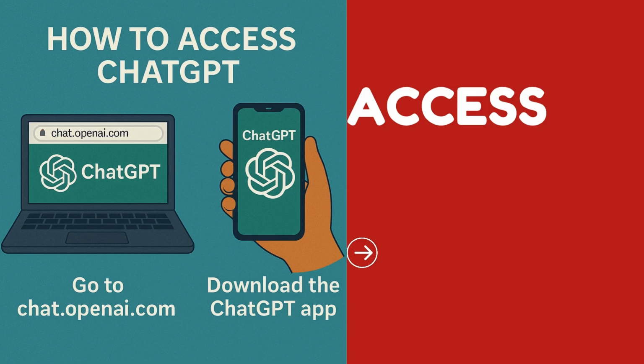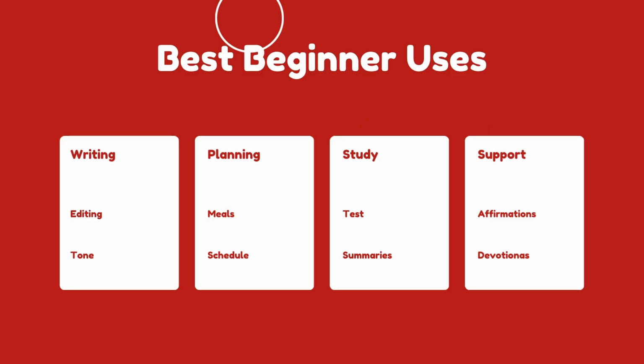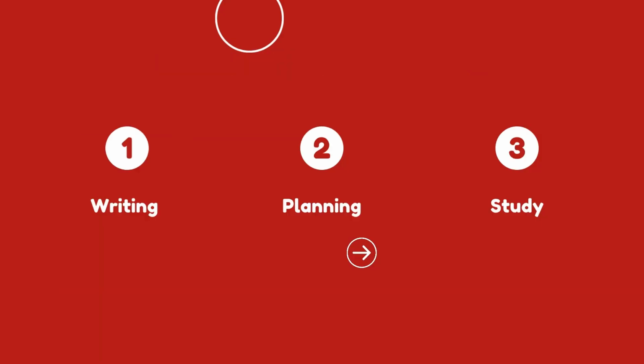Here we have some of the beginner uses for what you can use ChatGPT for. So one is writing, planning, studying, and support, to name a few. So you can use it to edit. I've used it to edit my writing. The tone, you can use it to change different tones, 80s, 90s, explorative, persuasive, informational. You can use it to plan, such as planning your meals, planning your schedule. You can use it to study. Ask it to test you, quiz you. Test and quiz are pretty much the same thing, but you can ask it to test you.